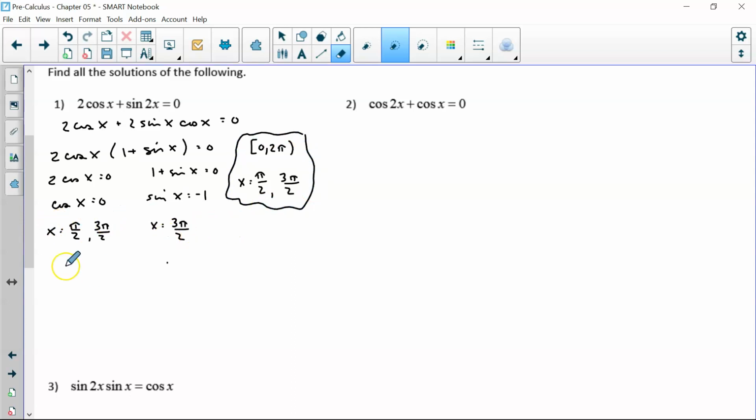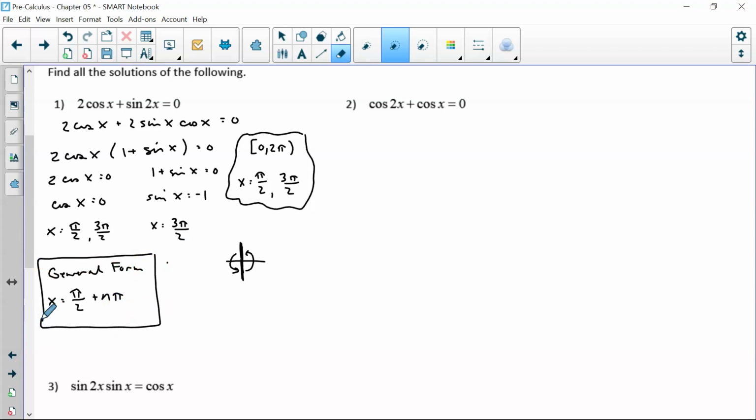Now, when we write this in the general form, think about where these are located on the unit circle. Here's pi over 2 and here's 3 pi over 2. What happens is they are just pi units apart. So our general form would be x equals pi over 2 plus n pi. And that gives us all of the solutions for this equation.